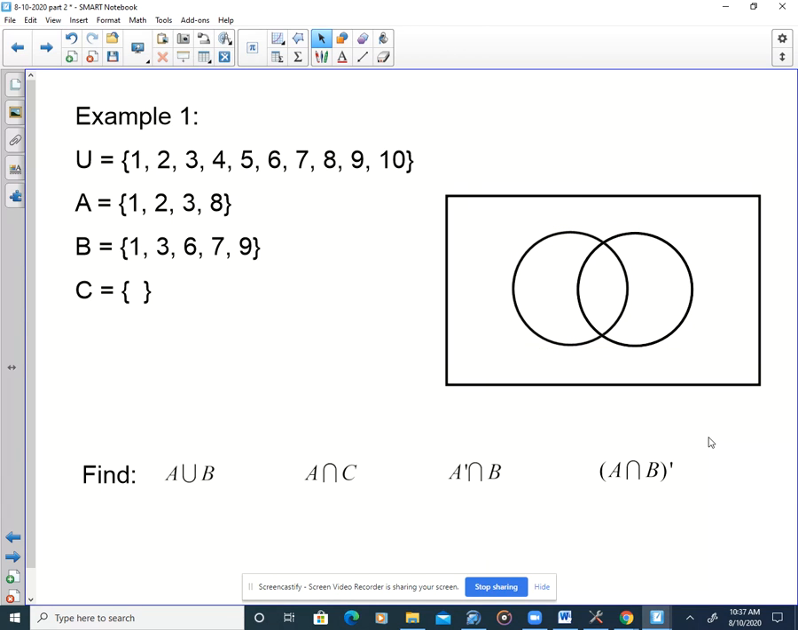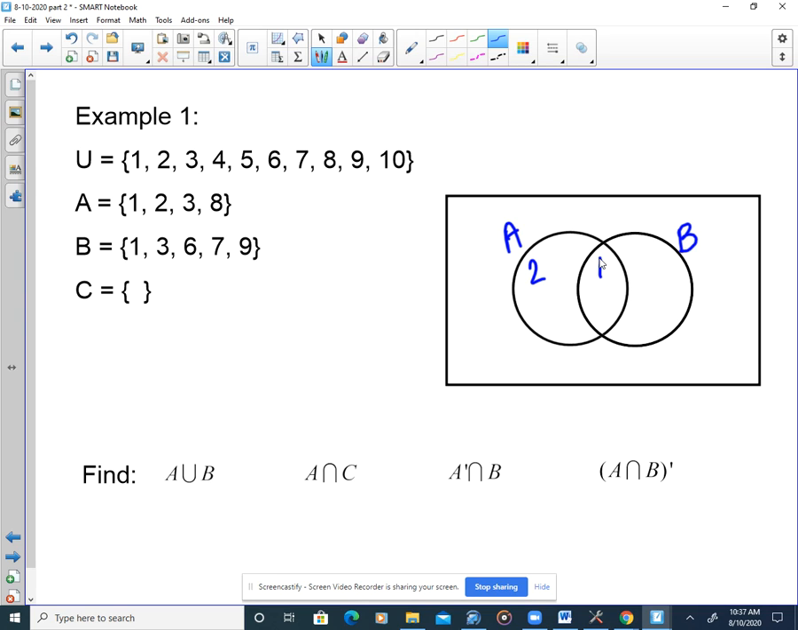Okay. So what do we have in A? We have 1, 2, 3, and 8. Well, 1 is also in B. So I'm going to write 1 inside here. We'll call this one A. We'll call this circle over here B. Well, 2 is in just A. So it would be in this part of the circle.